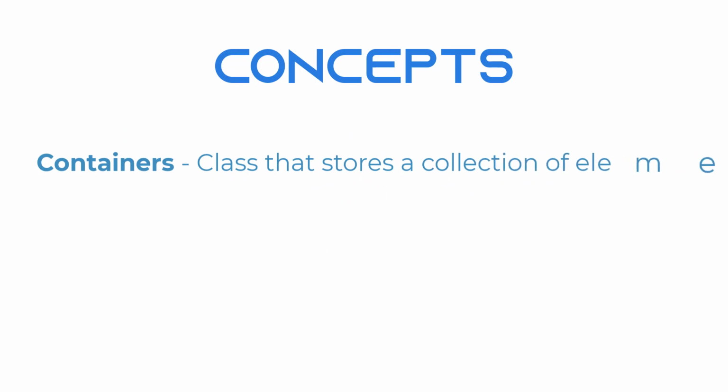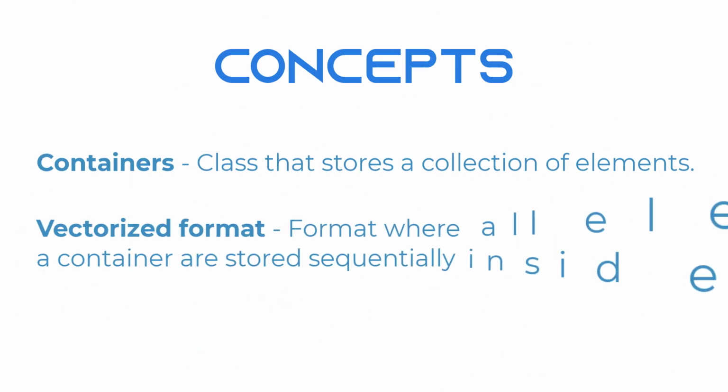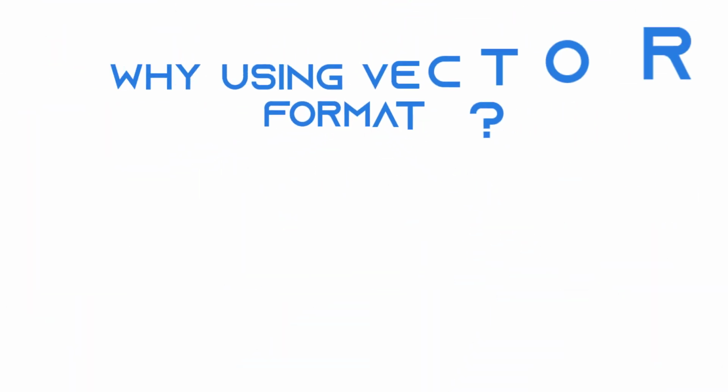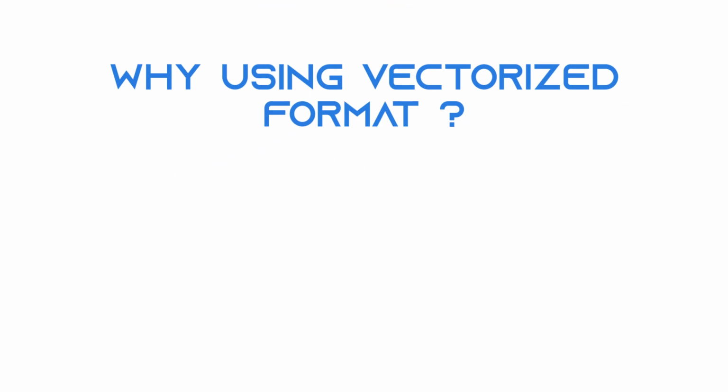And when we have this data containing multiple elements organized inside a structure, we simply call that structure a container. And vectorized format is when we store all the elements inside this container sequentially inside the memory, despite its representation, okay? Now, before getting into code, why do we need this format in the first place?